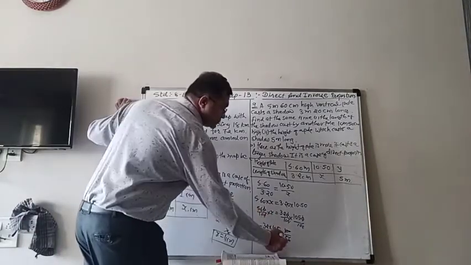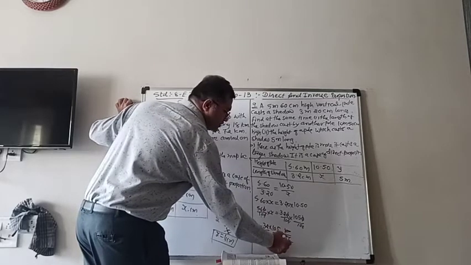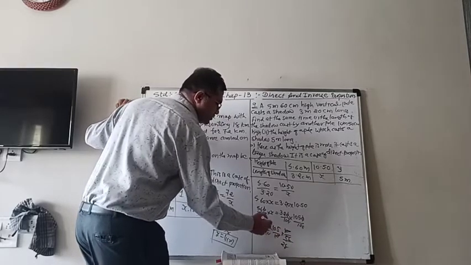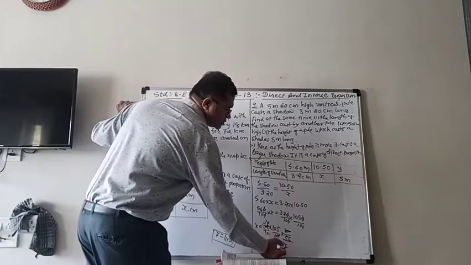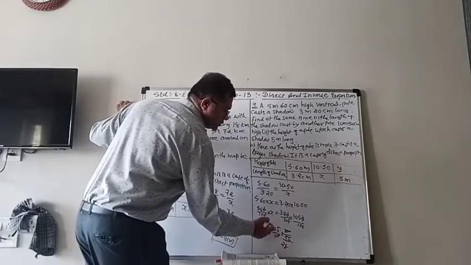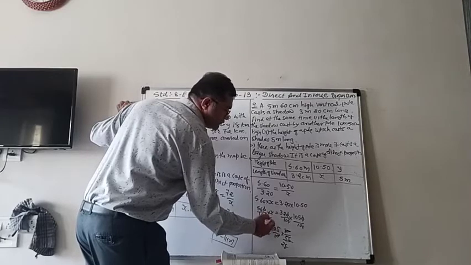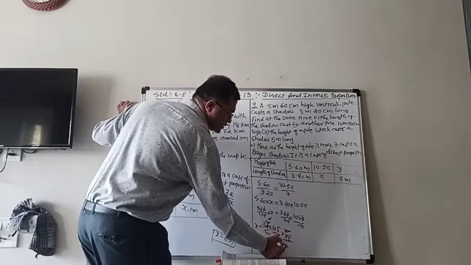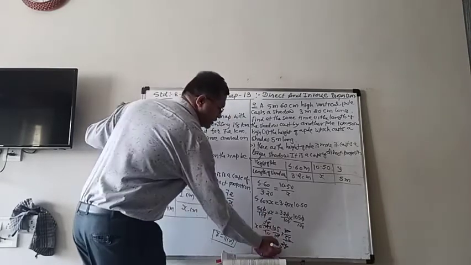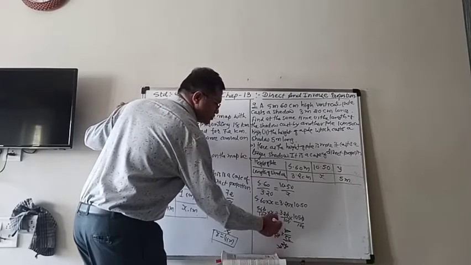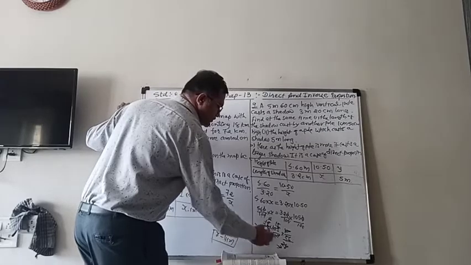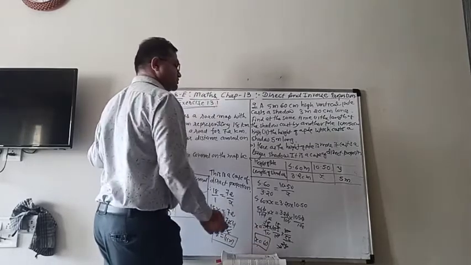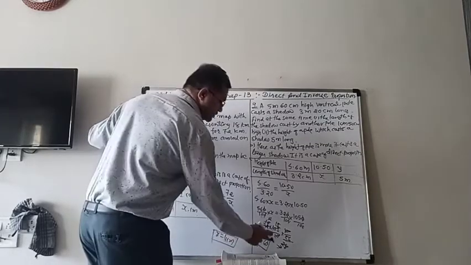Now cancellations. 28 2s are 56, 16 2s are 32, 4 4s are 16, 7 4s are 28, and 15 7s are 105. So 15 4s are 60. So we get one answer as 60 meter.